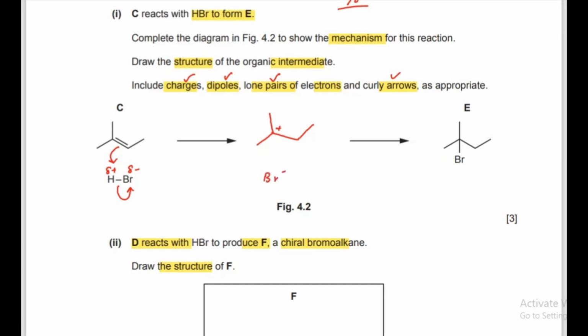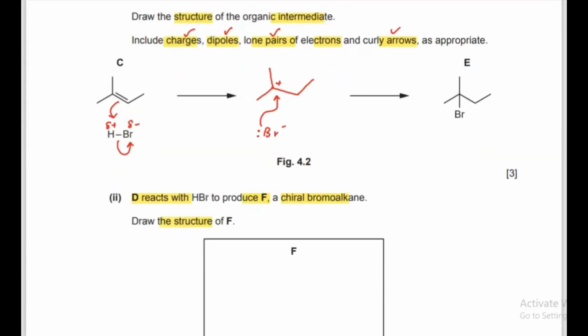Now Br negative, which is formed, has a lone pair. So you have to show the attack on this positive center. If you show the attack on this positive center, this bromine is attached here, and you will get a structure like E. Now the charge, this is the positive charge. These are the dipoles. Then lone pair, this is the lone pair of electrons, and the curly arrows. So you have to show the four points: the charges, the dipoles, the lone pair of electrons, and the arrows.